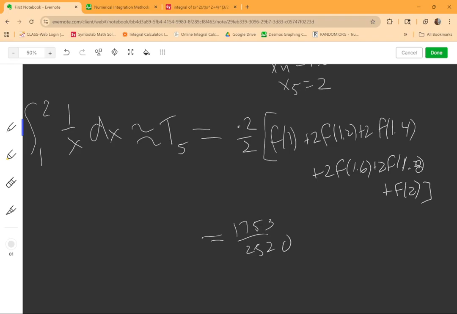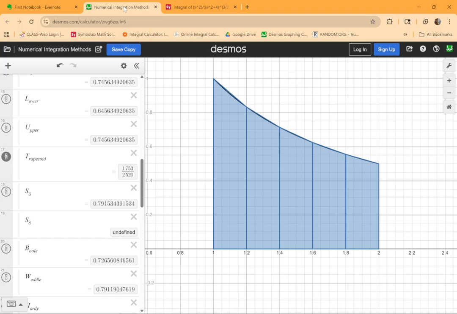Again, the important part here is just setting it up, making sure we know what this looks like, and that is an example of the trapezoidal rule.